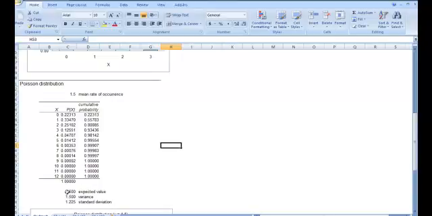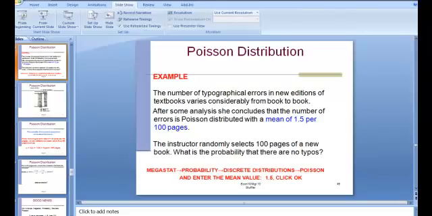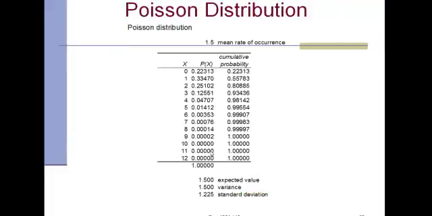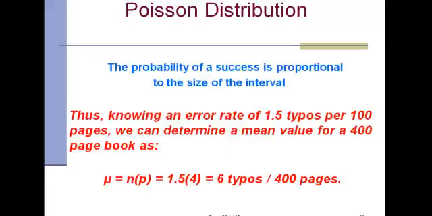So down here it's showing you our expected value. The mean or average number of errors we expect is 1.5. That's our rate of occurrence. And let me return back to the slideshow. Here's our distribution again. And then it asks this question.